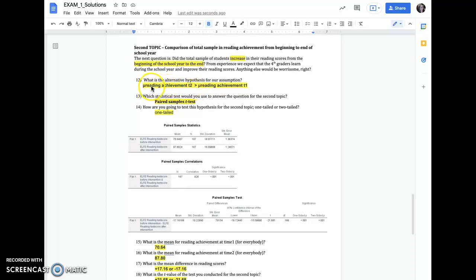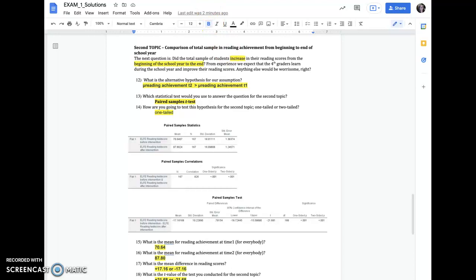And that is that we're expecting the mean reading achievement at time 2 to be greater than the mean reading achievement at time 1. So the statistical test that we're going to use is a paired samples t-test, because for each subject we're going to have 2 test scores: reading achievement at time 1 and reading achievement at time 2. We're going to test this hypothesis using a one-tailed test, because here we state that we are wondering if there is an increase in the score.